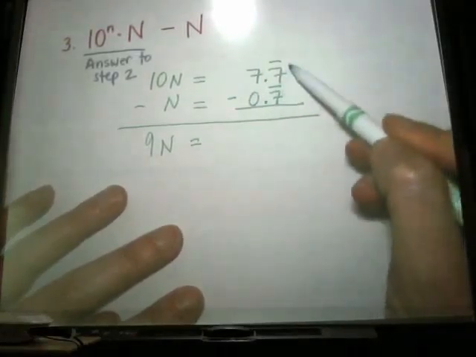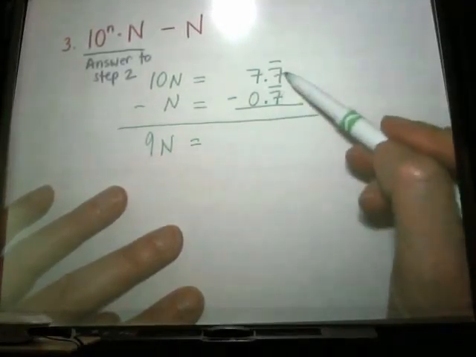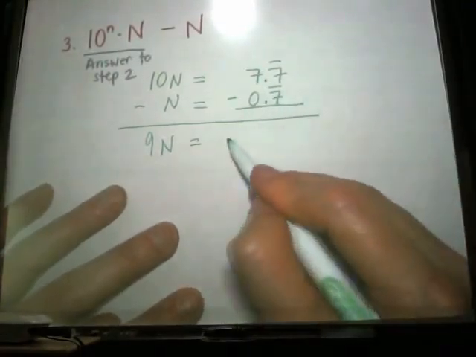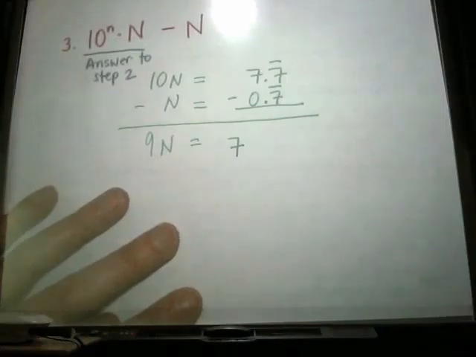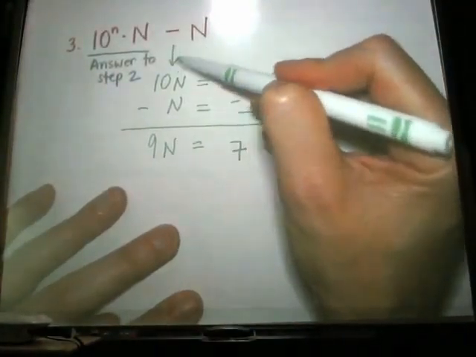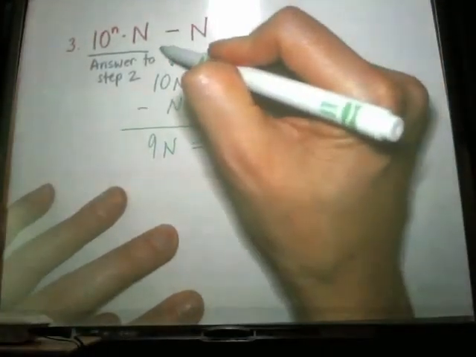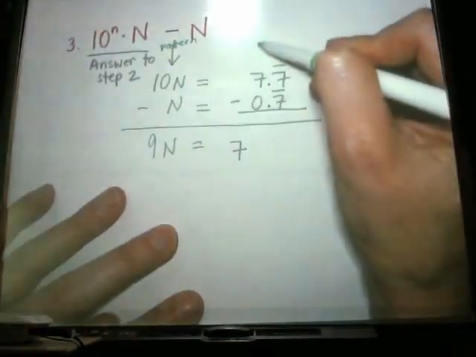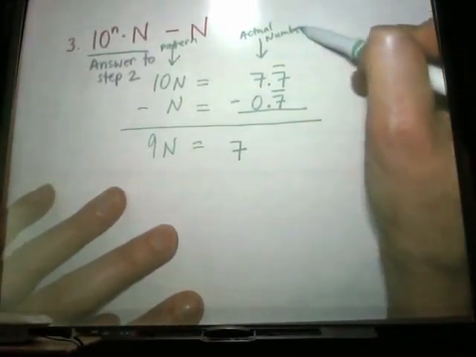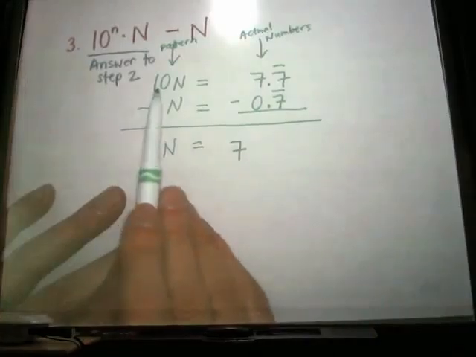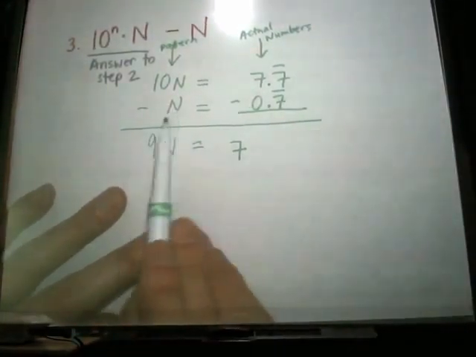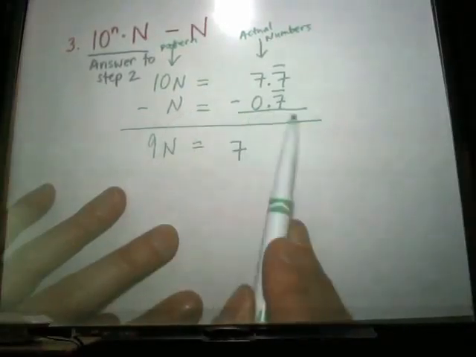7.7 repeated minus 0.7 repeated, well, those repeating 7s are going to disappear because that's the same amount minus itself, that makes 0. 7 minus 0, 7. So the tricky part here is we take this pattern and the pattern gets written on the left and the actual numbers get written on the right. And we set it up with equal signs in between. 10 to the power of n, well, that equals this. I know it from here. It's my answer, minus my original number.